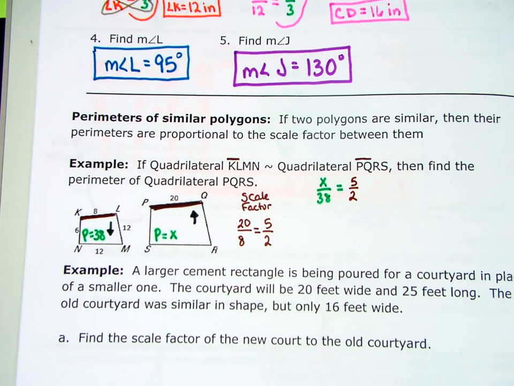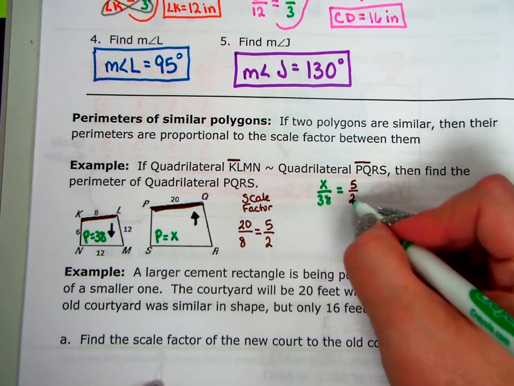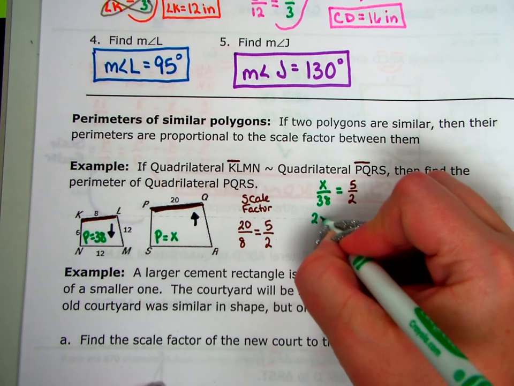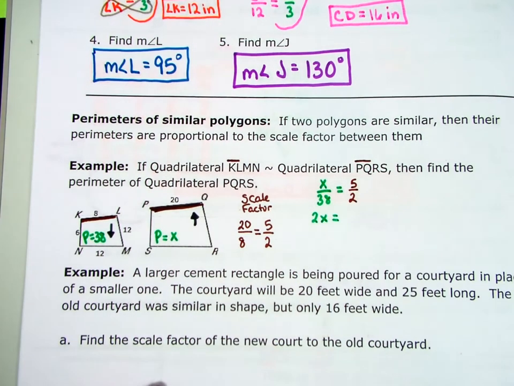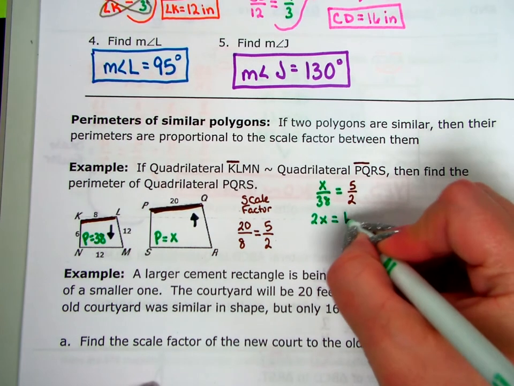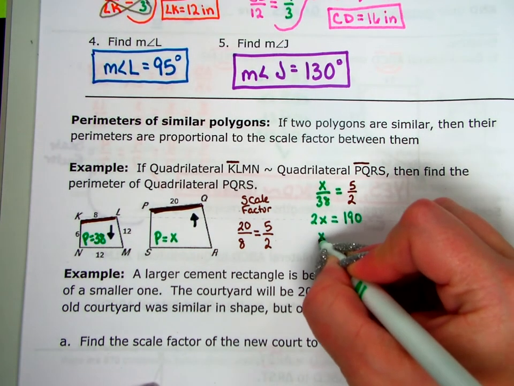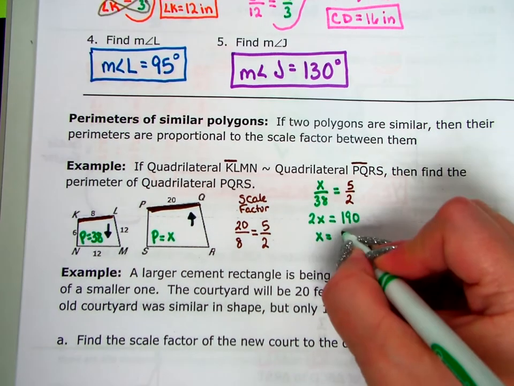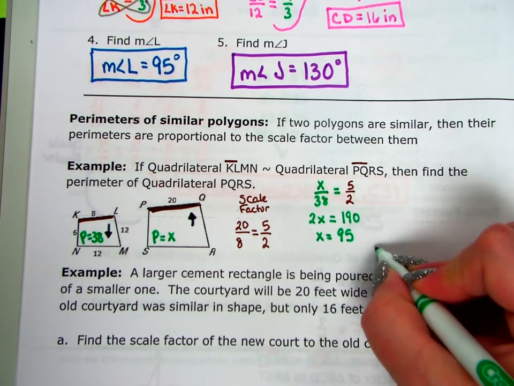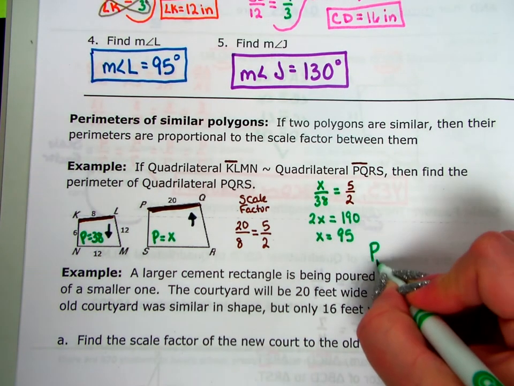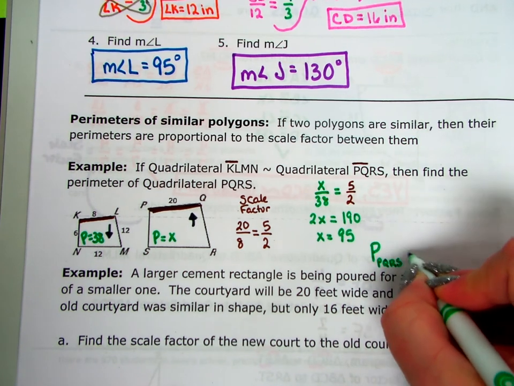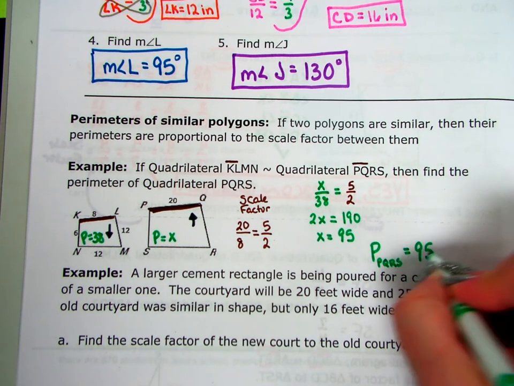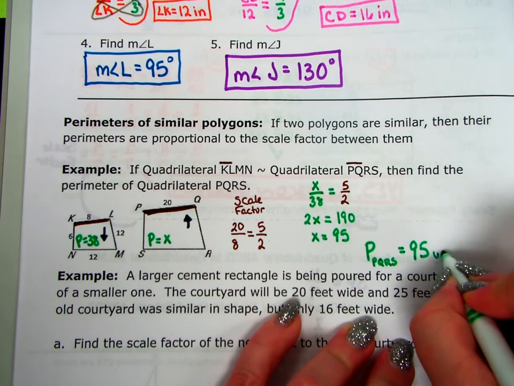How do I solve this? Cross multiply. So when I cross multiply, I'm going to get 2 times x, which is 2x. What's 5 times 38? 190. So how big is x? 95. So that means the perimeter of PQRS is equal to 95, and we don't know what the units are, so we can just say units.